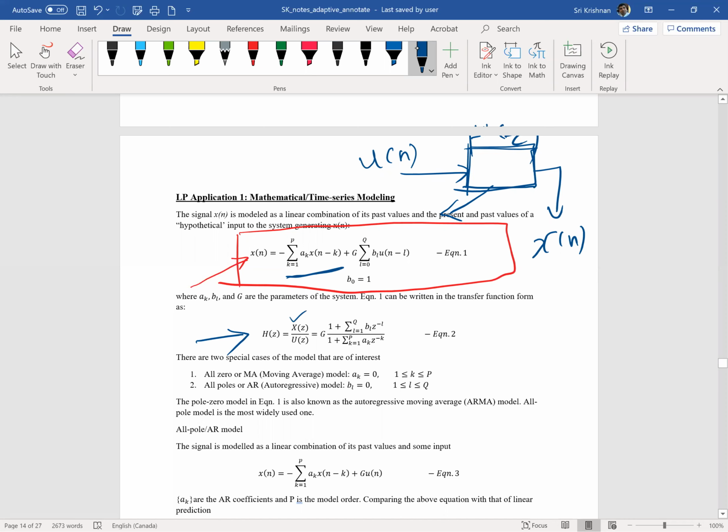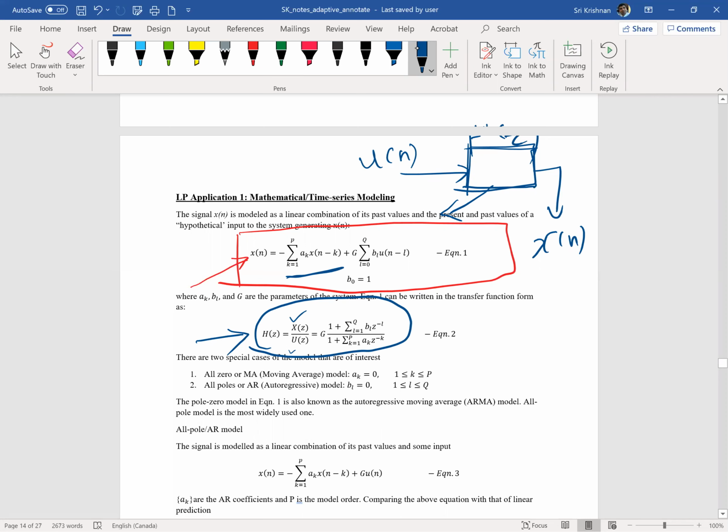That transfer function H(z), which is also given here, is nothing but output by input. Output is X. Now we have to take the z-transform of that, and the input is U(z), which is a hypothetical input. This becomes easy to follow now, because I'm just doing the z-transform of equation 1. In other words, the system transfer function is given by the numerator, 1 plus summation l going from 1 to q of b_l z to the minus l, divided by the denominator, 1 plus summation k going from 1 to p of a_k z to the minus k.